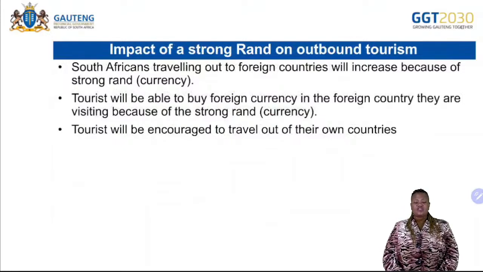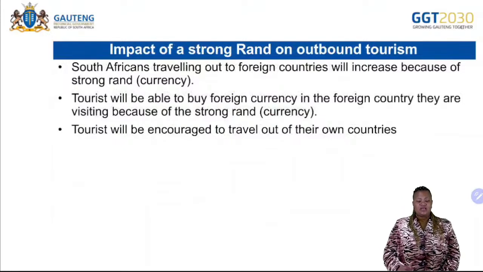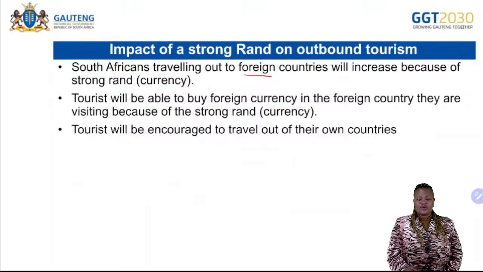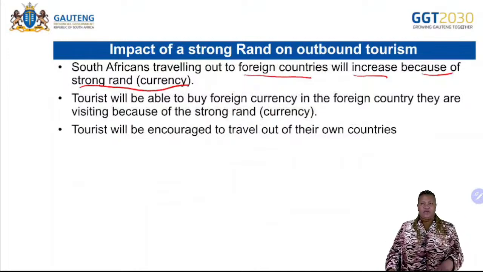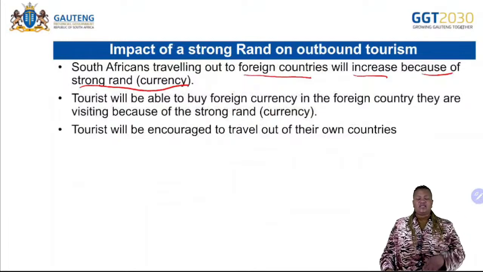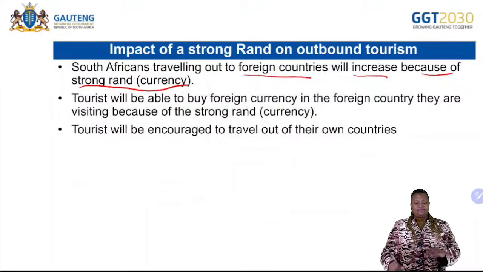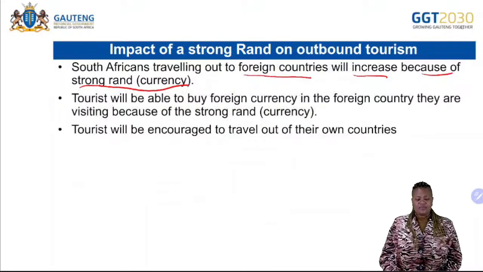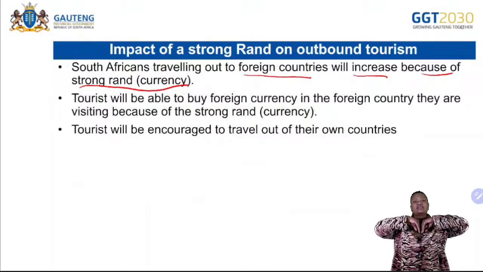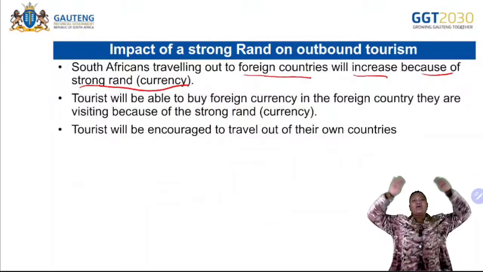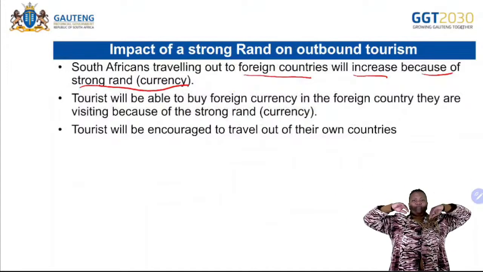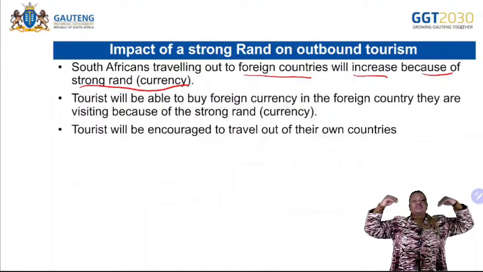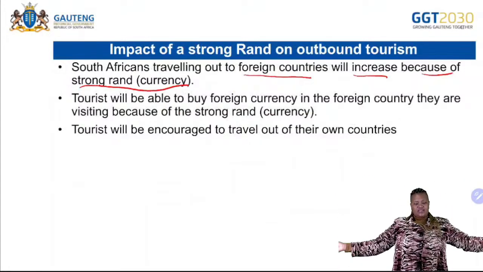And then the impact of a strong rand on outbound tourism. South Africans traveling out to foreign countries will increase because of a strong currency. Remember, I explained the concept of inbound. Now I'm going to explain the concept of outbound tourism. When we talk about outbound tourism, we're referring to us South Africans going out to other countries. We refer to it as outbound tourism, or refer to ourselves as outbound tourists.